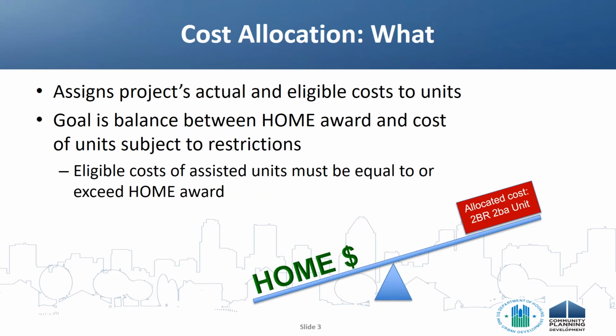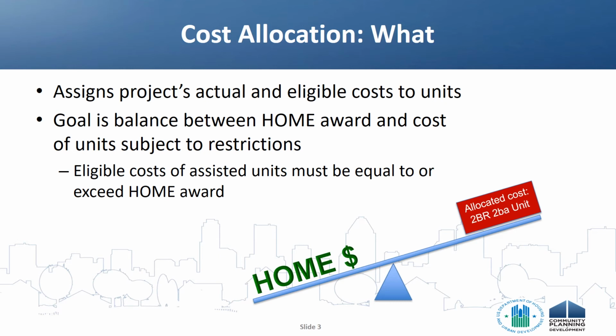As we begin, let's remind ourselves what cost allocation is. Cost allocation is a process by which we assign a project's actual and eligible cost on a unit-by-unit basis. Particularly in large construction projects, a contractor doesn't bid or invoice on a unit-by-unit basis. And even if they could do that, many hard and soft costs are common to the project as a whole and need to be fairly divided among the units. Cost allocation is how we do that.